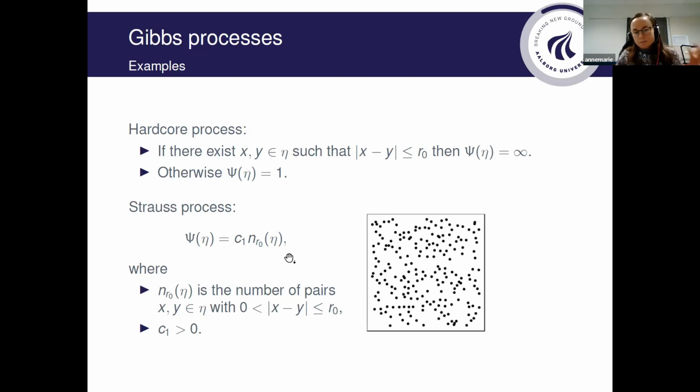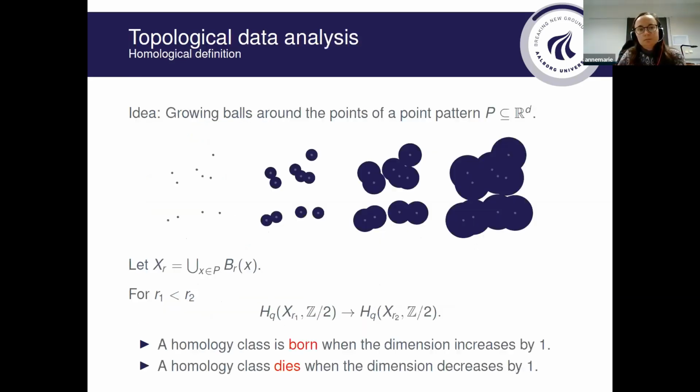So here the configuration is punished for having many pairs of points that are close to each other, but it's not impossible. And that's the kind of model that generated this third picture over here. So here the points do not like to get closer than a certain radius R0, but it can happen. Good. So these are the models for point processes to have in mind.